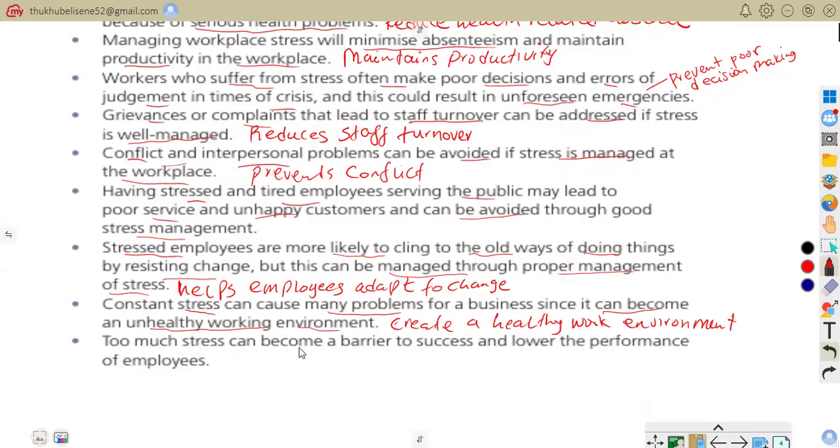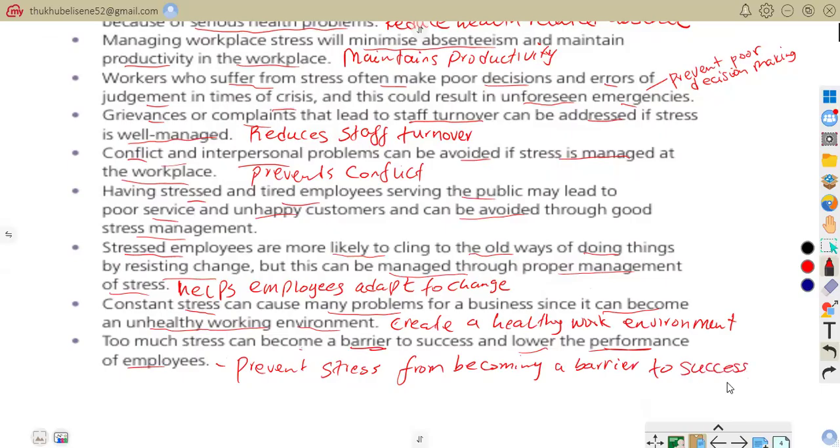That is that. Too much stress can become a barrier to success and lower the performance of employees. So how are we going to avoid that? Too much stress is going to create a problem by trying to stop the success of the business. We have to prevent stress from becoming a barrier to success.